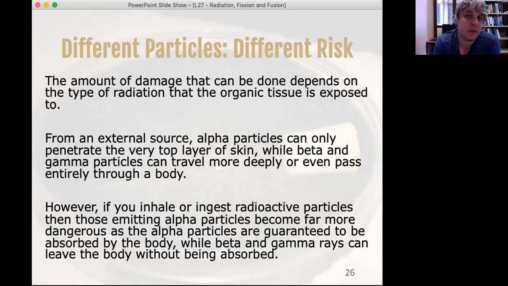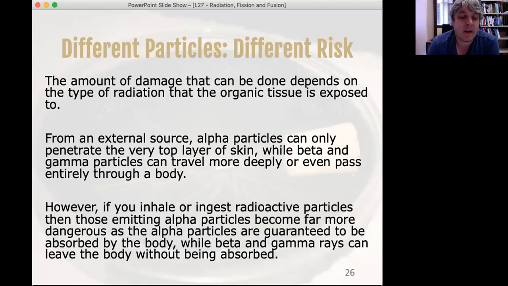So even though alpha particles are external and gamma and beta are internal, they can still both do serious damage. If you inhale or ingest radioactive particles, then those emitting alpha particles are now really dangerous because they have a whole bunch of mass. As I said, they can do a lot of damage, and now they're inside you. Right? Now they're inside, and they can get into the stomach lining and the internal organs that are really close to your lungs and your stomach and cause all sorts of damage. So really, really dangerous if they get inside you.